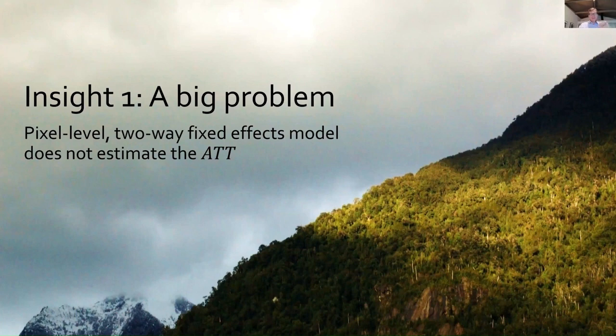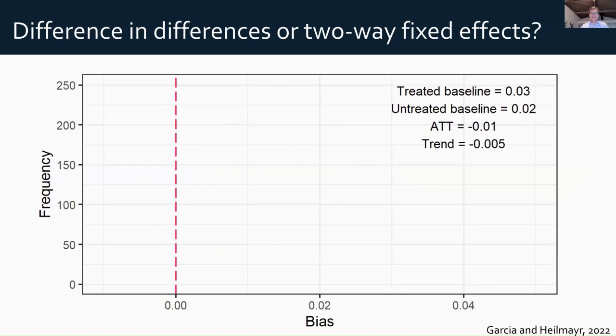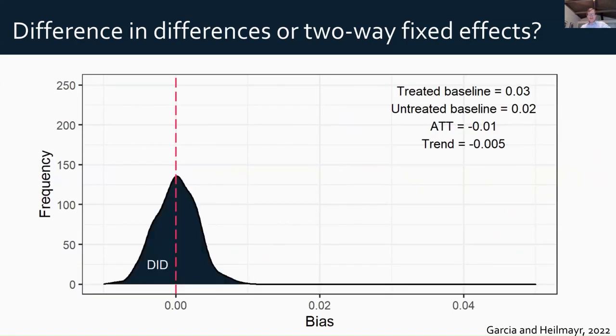And when we start to do that, we quickly identify a big problem. The pixel-level two-way fixed effects model that's often used in econometric studies does not actually estimate the ATT. If we go back to my moment of panic as a postdoc, we see that this difference in differences regression is giving us a different estimate. Which model is right? Well, I can plot the bias of these 1,000 simulations from the difference in differences model, and see that it's centered right around the average treatment effect on the treated.